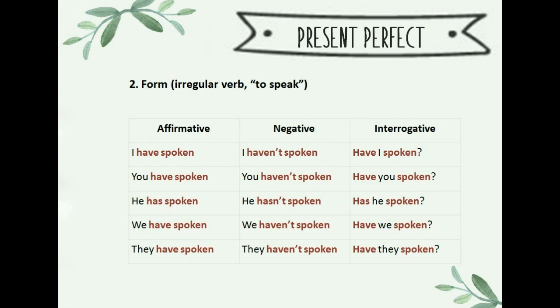And here we've got an example of an irregular verb, the verb to speak. It could be then, I have spoken in the affirmative, I haven't spoken in the negative, and the interrogative would be, have I spoken?